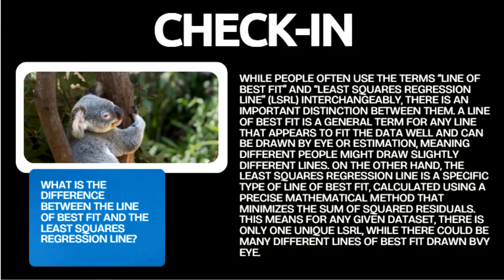Look at this. While people often use the terms line of best fit and least squares regression line, LSRL, interchangeably, there is an important distinction between them. A line of best fit is a general term for any line that appears to fit the data well and can be drawn by eye or estimation, meaning different people might draw slightly different lines. On the other hand, the least squares regression line is a specific type of line of best fit calculated using a precise mathematical method that minimizes the sum of squared residuals. This means for any given data set there is only one unique LSRL, while there could be many different lines of best fit drawn by eye.